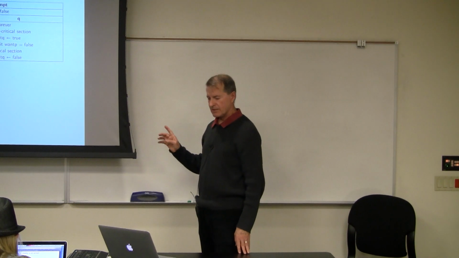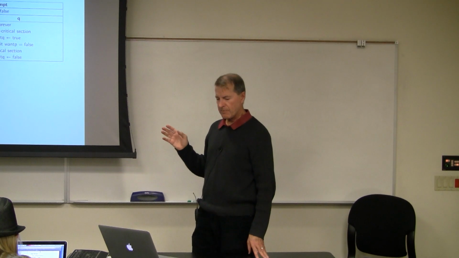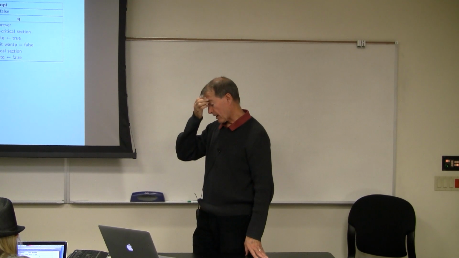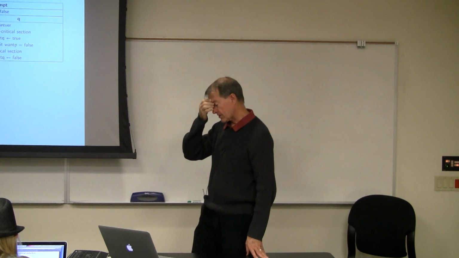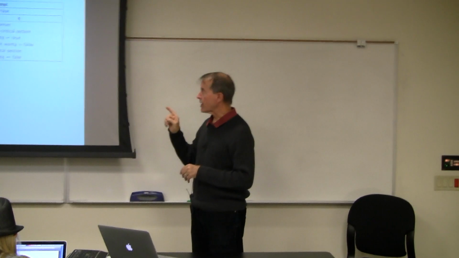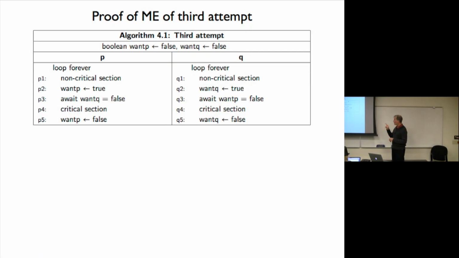Okay, now there was a homework assignment due tonight about proving mutual exclusion, and the question was, how do you go about doing that? Here is some guidance. If you go back to chapter 4, what we did is we proved the mutual exclusion of the third attempt. So this is your key one to look at.